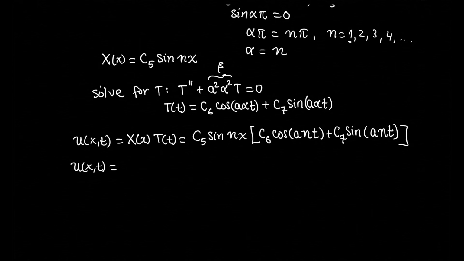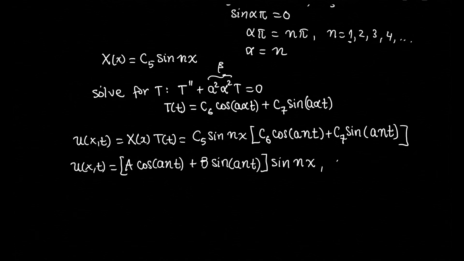Then u(x,t) equal to, multiplying this with this, I'm just going to get one constant, I'm going to say big A. C5 times C6 is big A, cos a n t, plus C5 times C7, another constant, sine a n t, times sine nx for n equal to 1, 2, 3, 4, and so on. This solution is just for n equal to 1, n equal to 2, and 3.